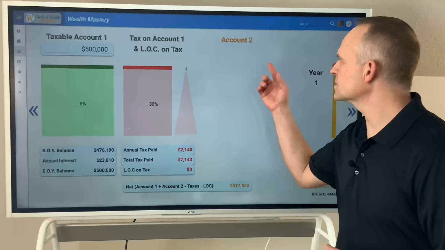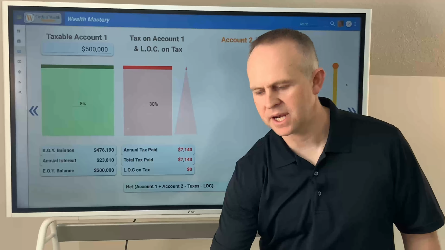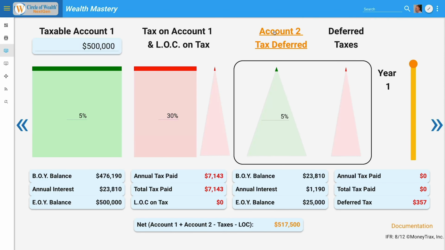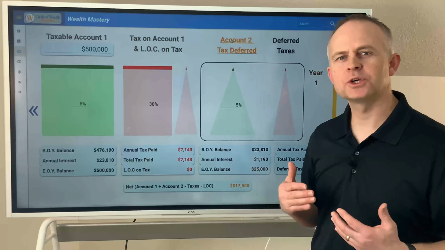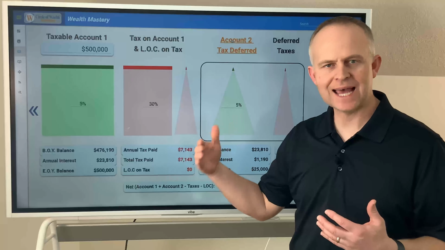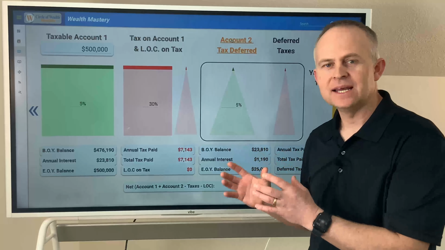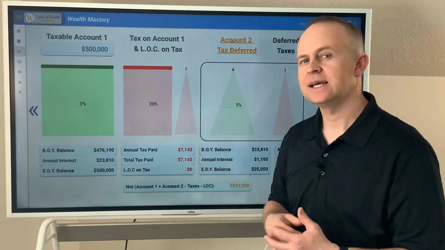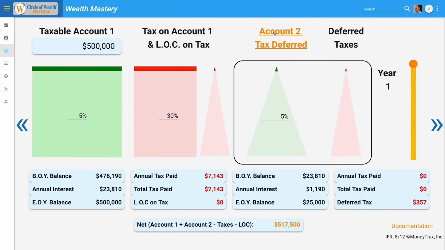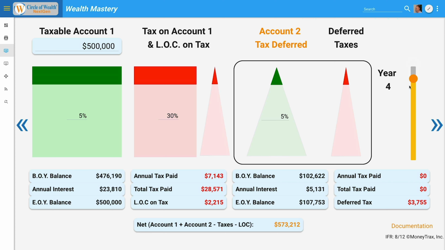Okay, so now let's take a closer look at this account number 2 and where that money was going. At first, we're going to look at a tax deferred example where we're not going into an account that's completely tax-free. We're just not having to pay annual taxes. So that money is going to be earning interest, right? But we are deferring it until later, right? So in this example, let's go through years 1 through 20.